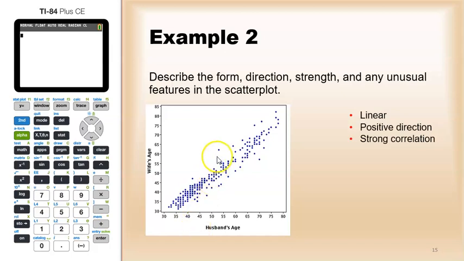And there is one point, maybe like right about here. That's not really an outlier. It's not going to have any real impact on your analysis. So there's no apparent outliers.